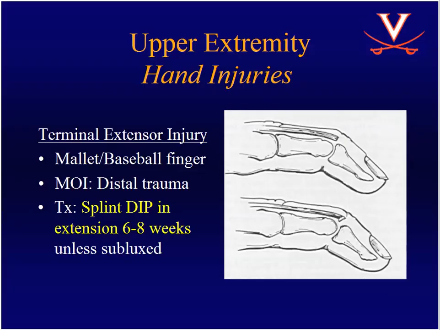If you have a baseball finger, again, now that we've got the term in there, we've got to throw it in the sports lecture. This is an injury to the terminal extensor tendon at the DIP. It's splinted in extension or hyperextension for 6 to 8 weeks. And the way you can tell whether a patient's compliant or not is you look at their creases. The creases will go away on the dorsal aspect of the DIP if they're being compliant.